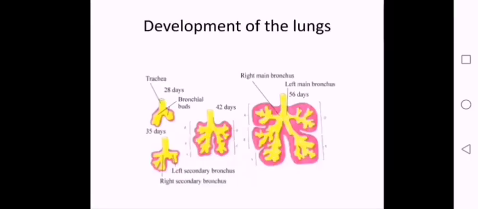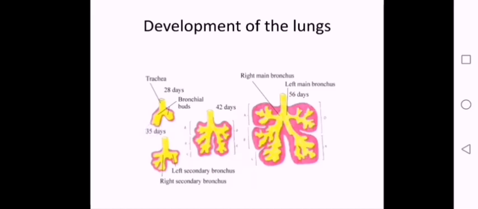Now moving to the development of the lungs. As we have learned before, the respiratory bud develops at the caudal end of the laryngotracheal diverticulum during the 4th week. This bud soon divides into two outpouchings. These outpouchings are the primary bronchial buds.